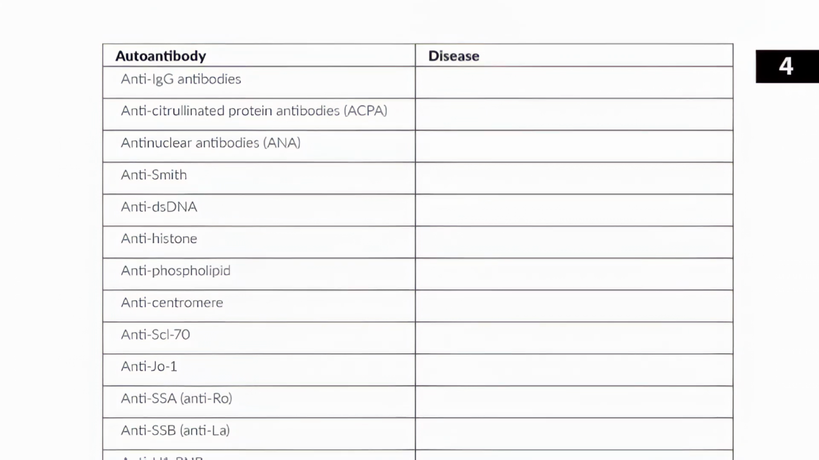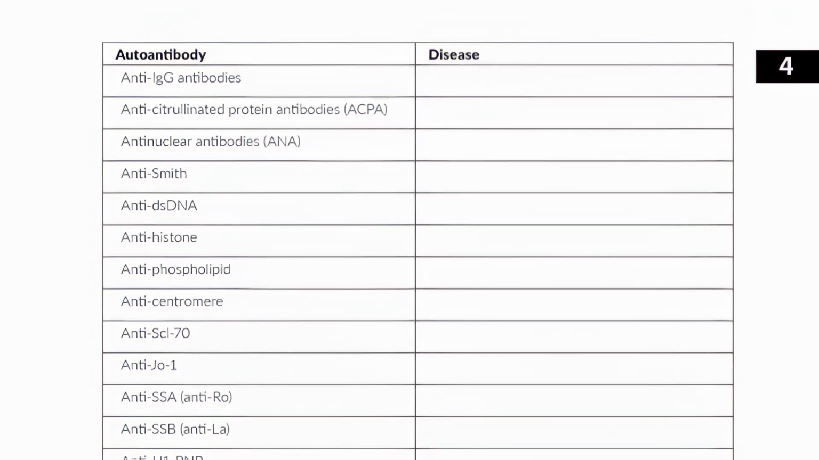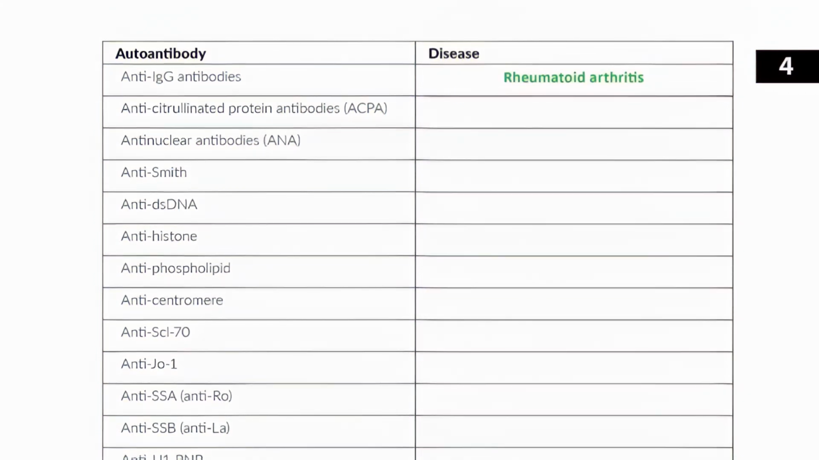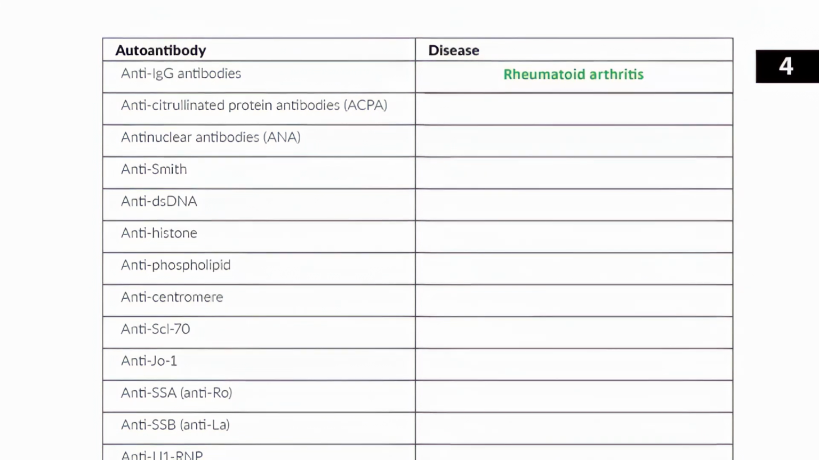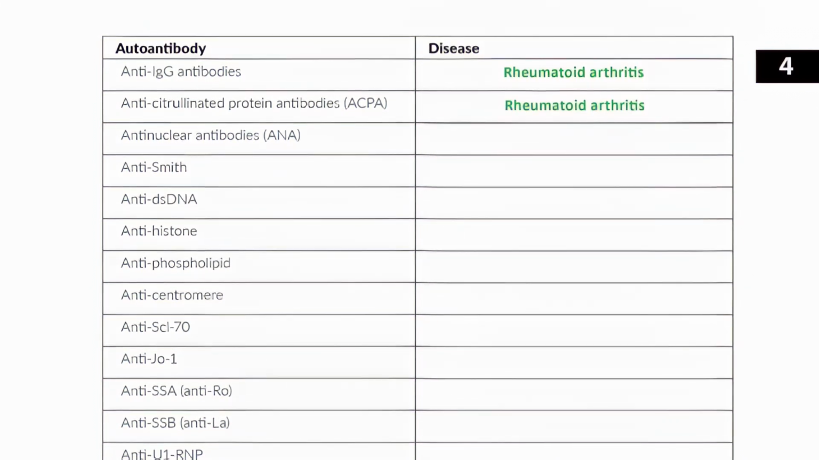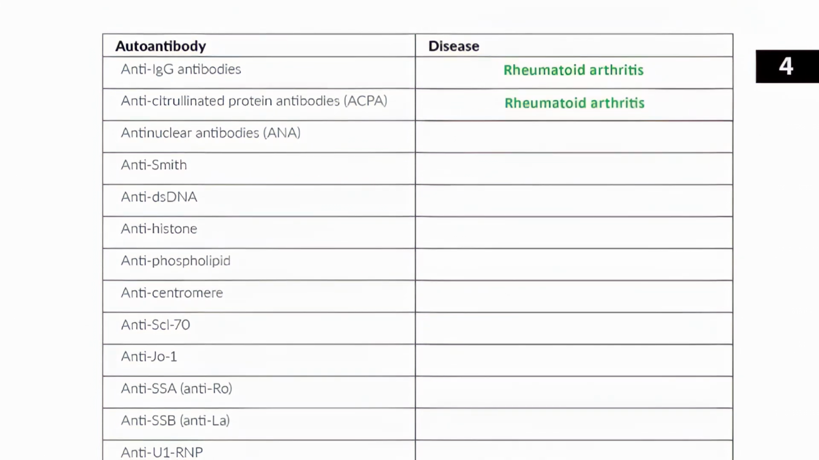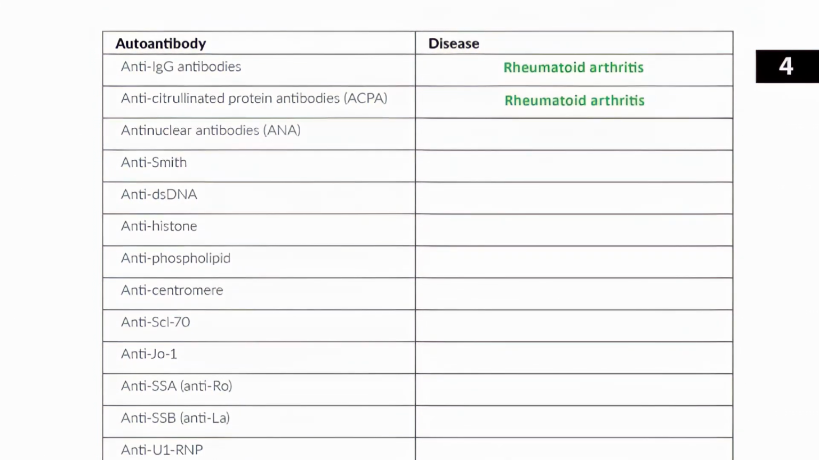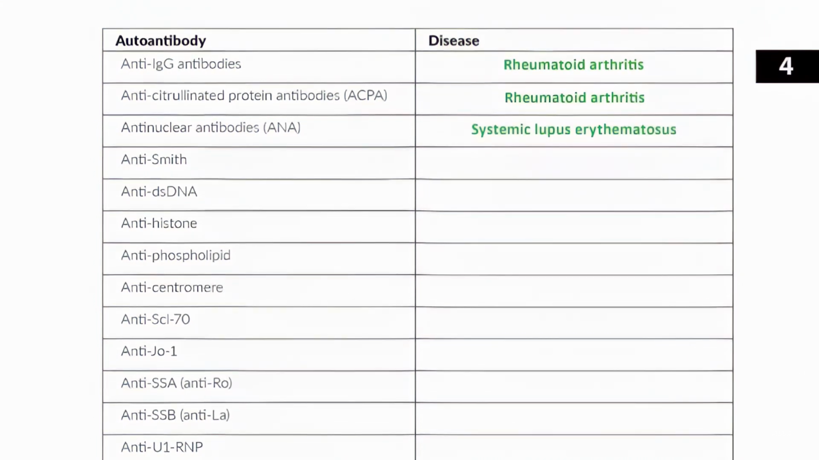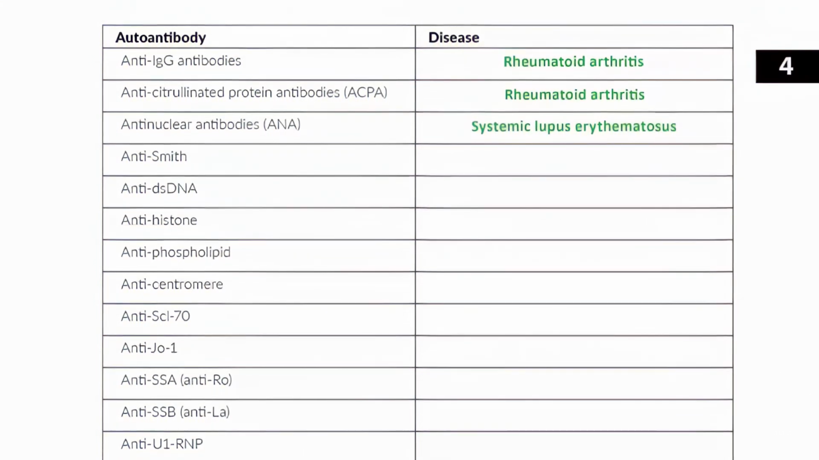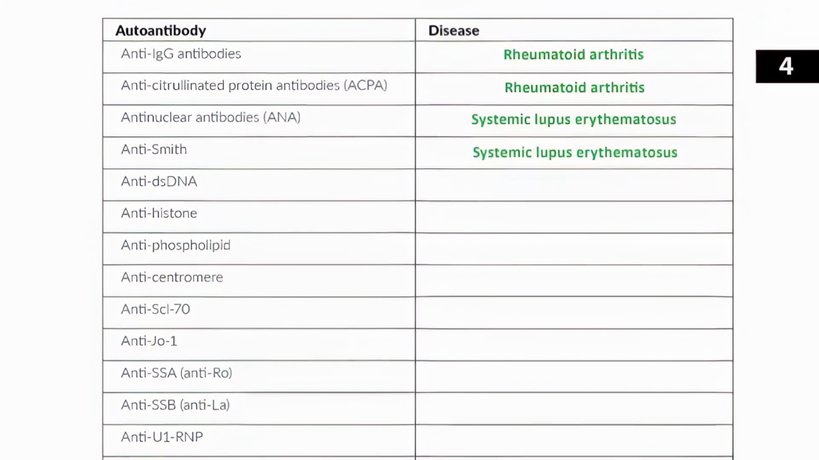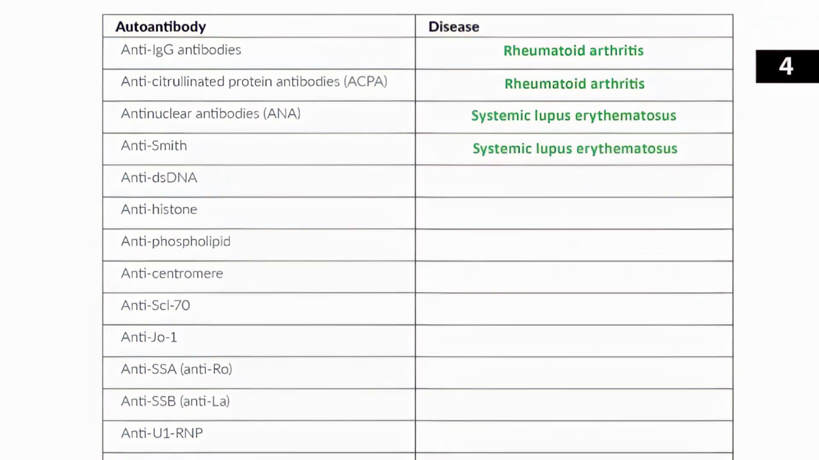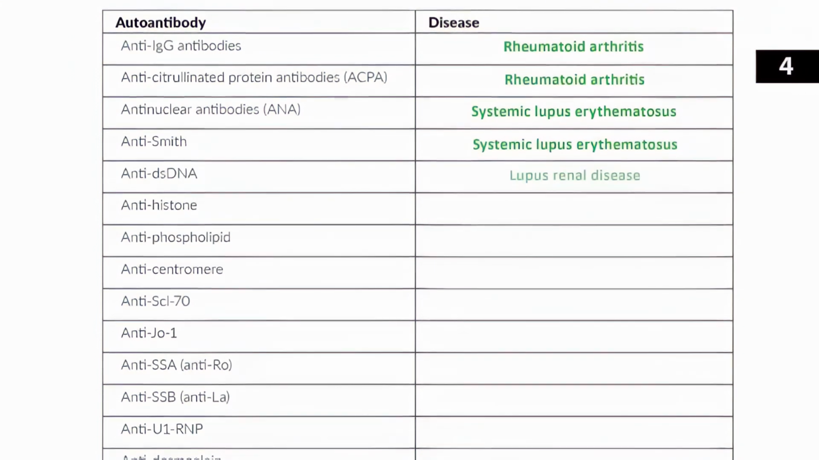The first one is antibodies against IgG. This is also called rheumatoid factor, which is associated with rheumatoid arthritis. The next one is anti-citrullinated protein antibody, ACPA, which is a little more specific for rheumatoid arthritis. ANA, or anti-nuclear antibody, is a classic autoantibody for lupus, but remember, this is fairly nonspecific. Anti-Smith antibodies are also seen in lupus, and they are much more specific for lupus. And anti-double-stranded DNA antibodies are especially associated with lupus renal disease.